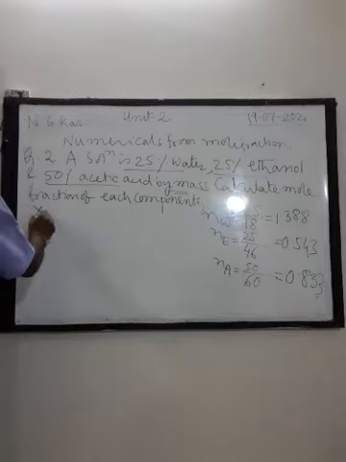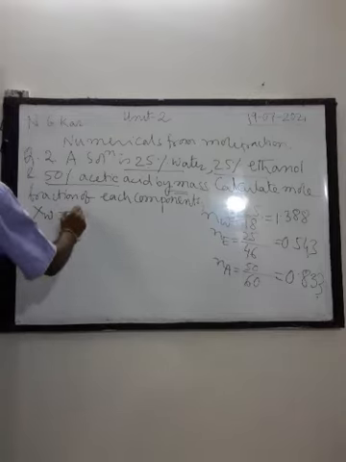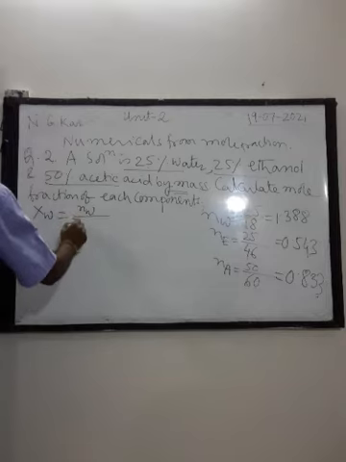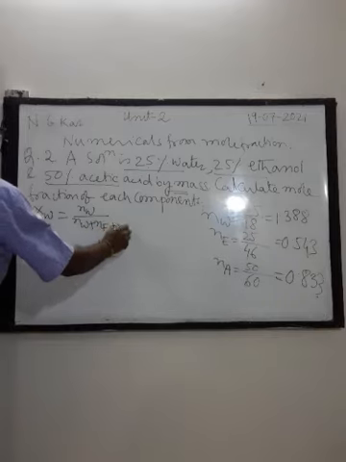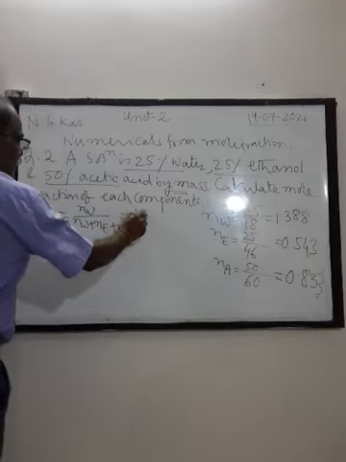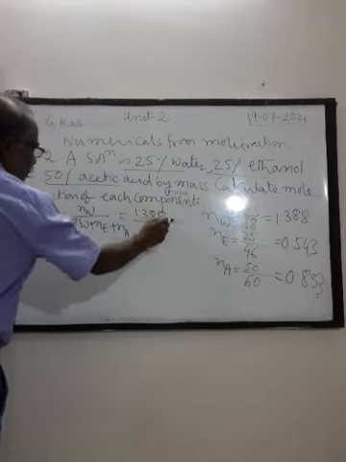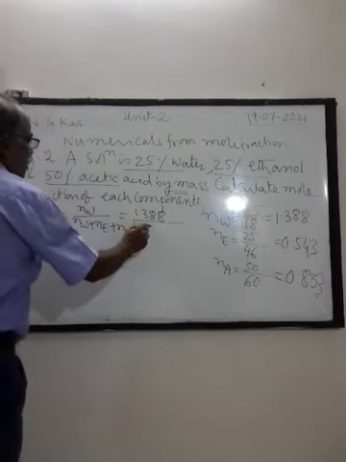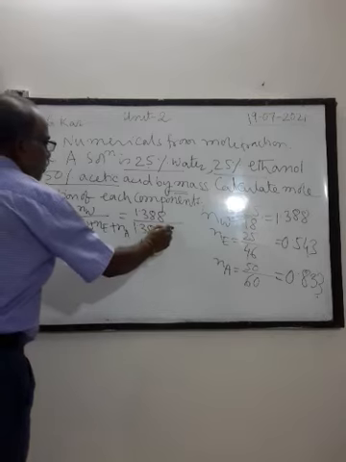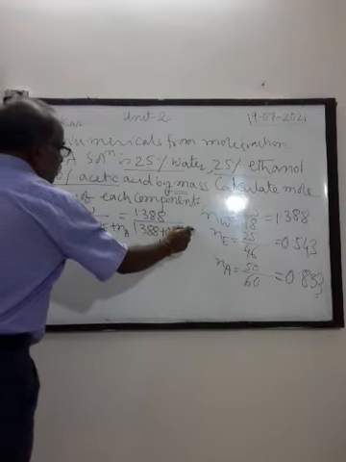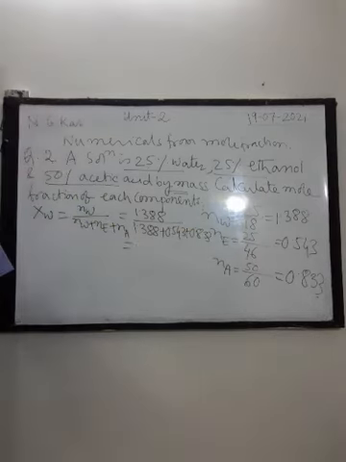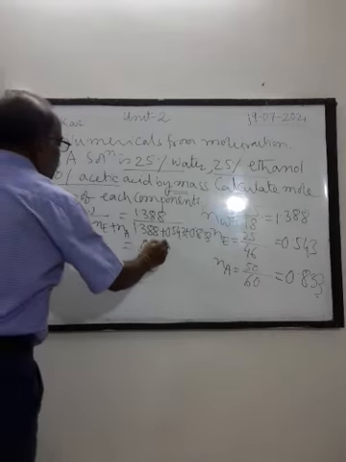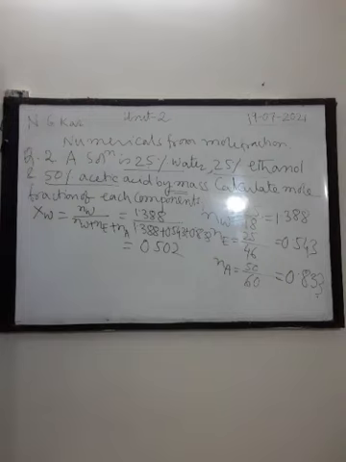So mole fraction of water equals number of moles of water divided by total number of moles, which is equal to 1.388 by 1.388 plus 0.543 plus 0.833. So if we take value, then we get 0.502. So this is mole fraction of water.